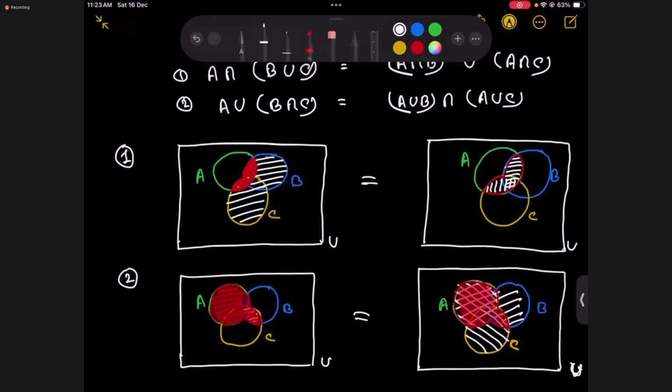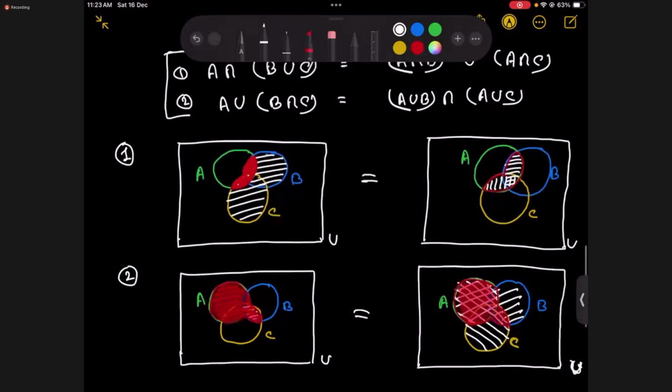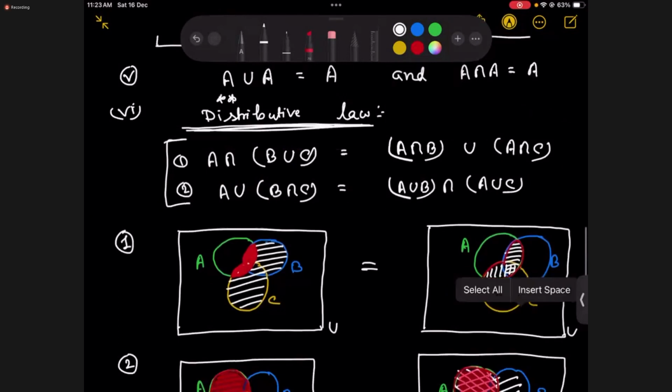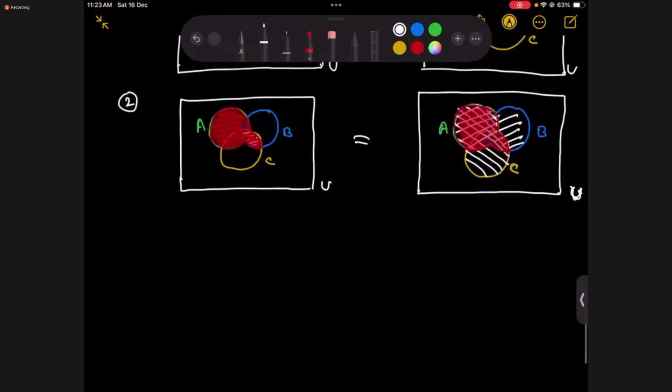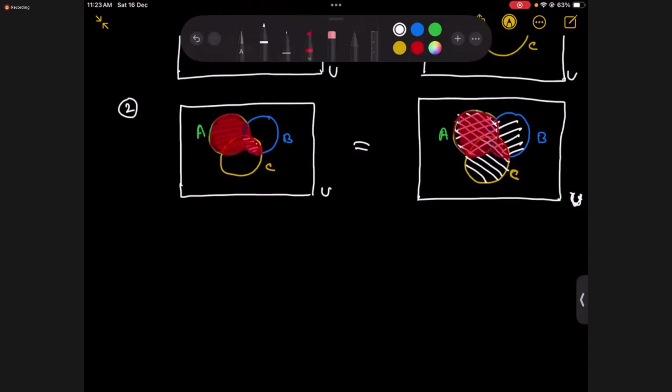Okay. So this is our distribution law, and these are very important properties of set union and intersection. You can use it for set operations, and many important questions come in state level exams or joint entrance itself. So okay. So take one example to check all these things.